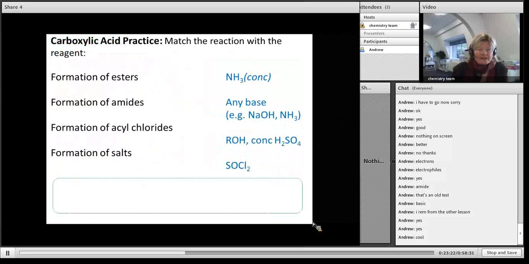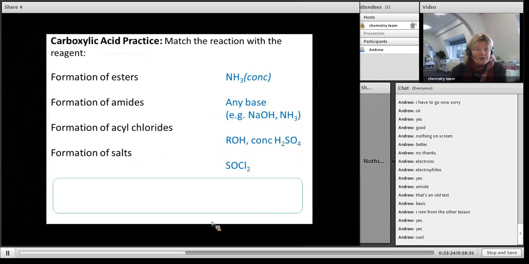Okay, so very quickly, let's see how much you remember. If I want to form esters, what reagent would I use? And these are mainly from either carboxylic acid or the acyl chloride.